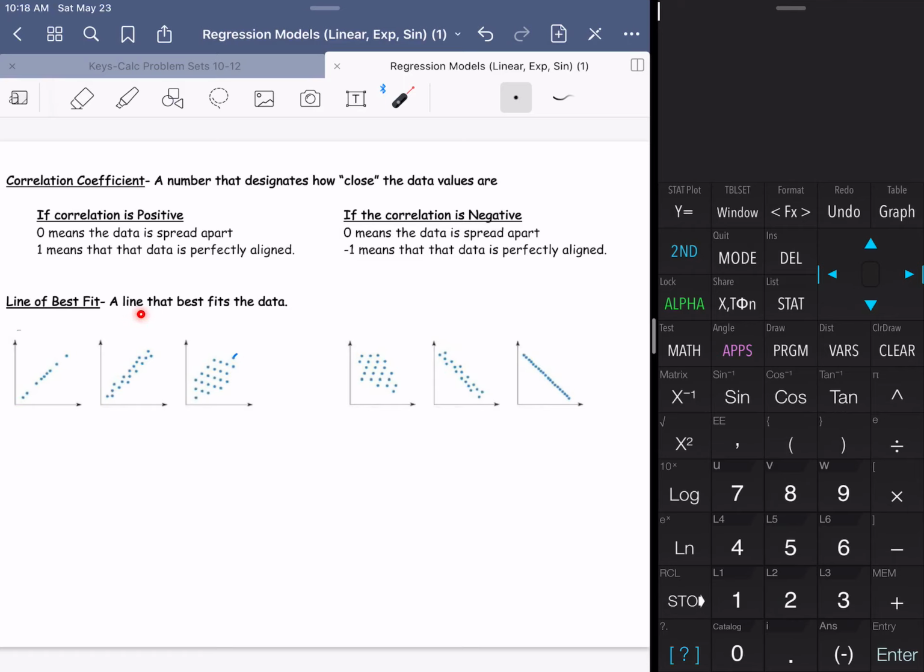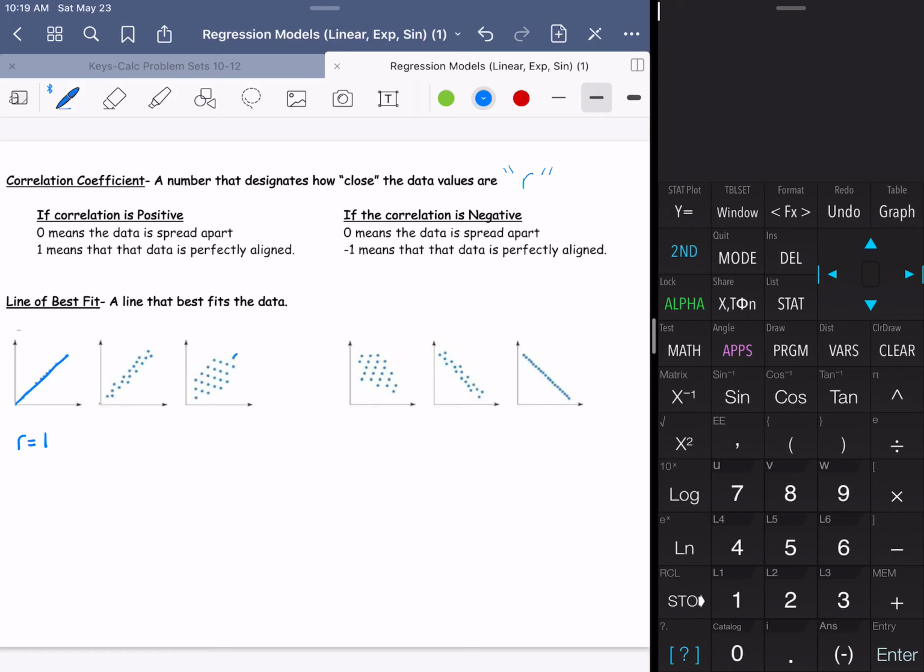And a line of best fit, like we discussed before, is a line that best fits the data. So let's do the correlation coefficient first. Just so you know, the correlation coefficient is always denoted with the letter R, so you will see me use R. In this first example, if I were to draw a line of best fit, do you see how it practically goes through every single point? If it's perfectly aligned, we can say our correlation coefficient, or R, is 1.